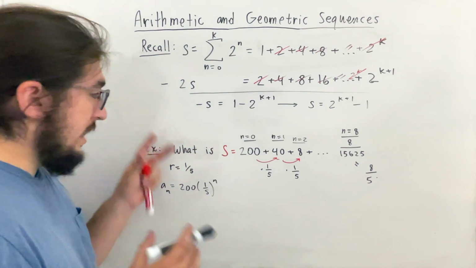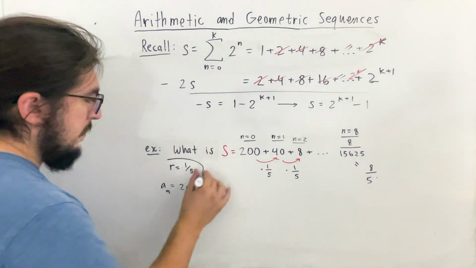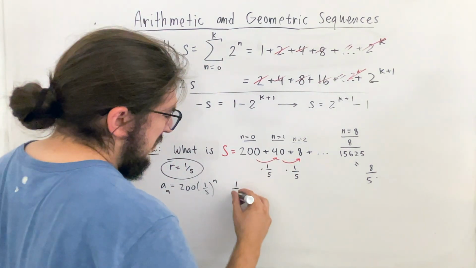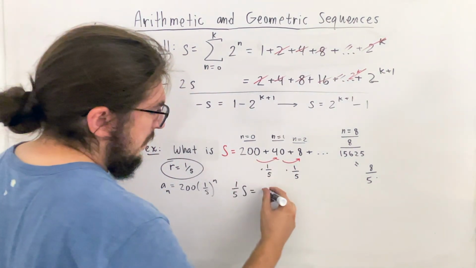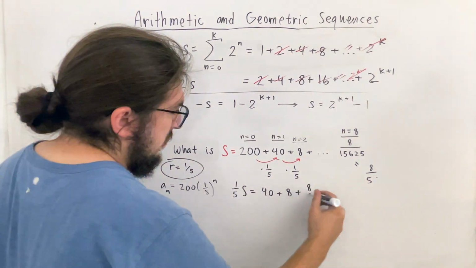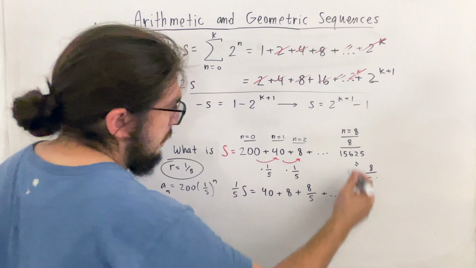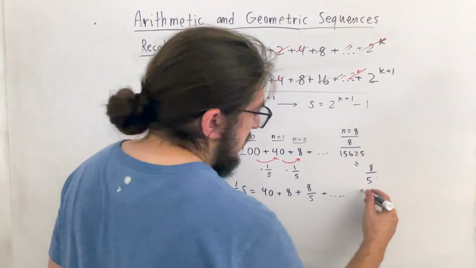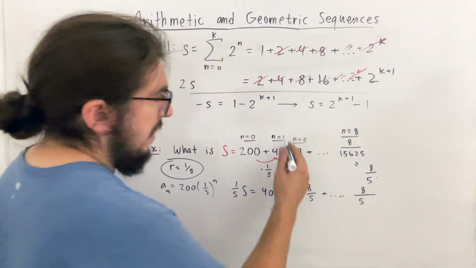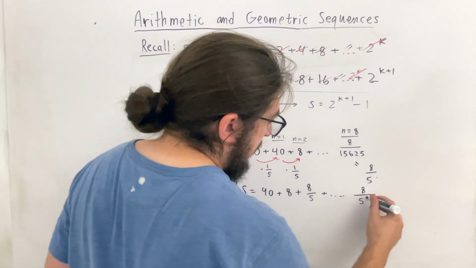Well, let's see. So now that we know at least that the common ratio is 1/5, we can multiply this by 1/5. So we get 1/5 S is equal to this divided by 5, which is 40, this divided by 5, which is 8, this divided by 5, which is 8/5, and then all the way up to this divided by 5, which is 8 over 5 to the 8. Let's write it as 5 to the 9th.